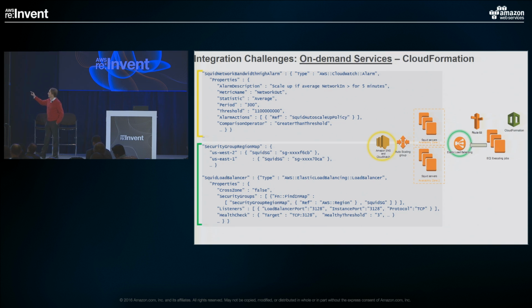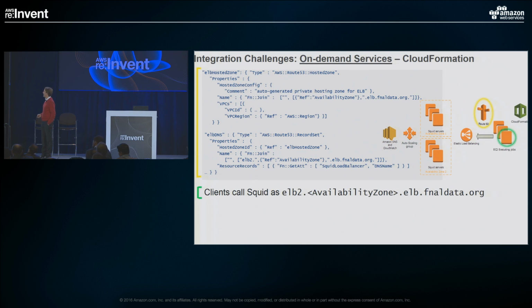However, the jobs were always talking to the same elastic load balancer to talk to the Squid backends, and in fact, they were talking to it through Route 53. What the jobs had to do was essentially know what availability zone they were in, and then using Route 53, they would talk to the load balancer and to one of the Squid servers, depending on how many we had.